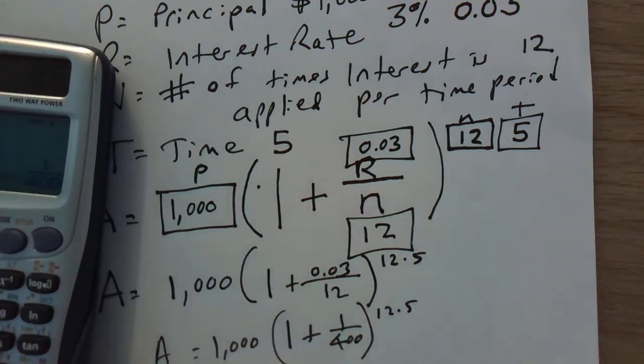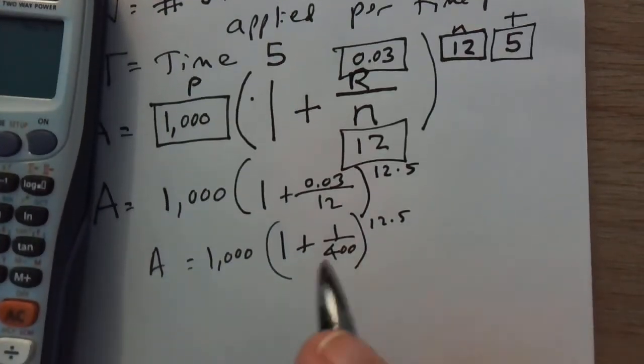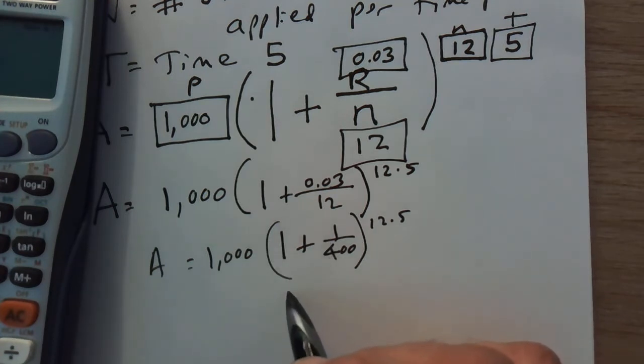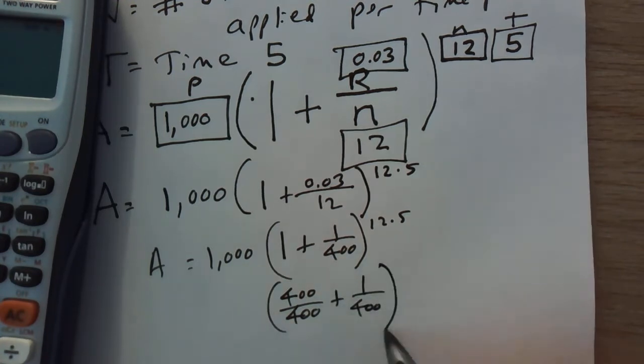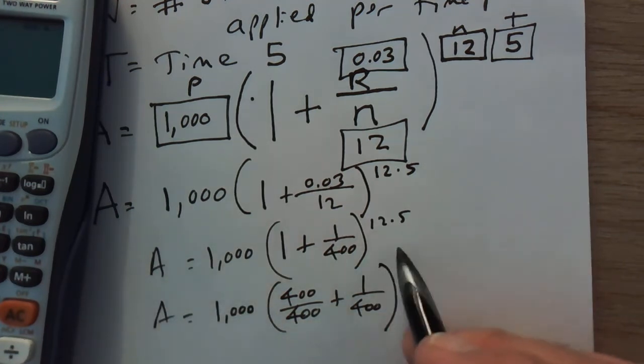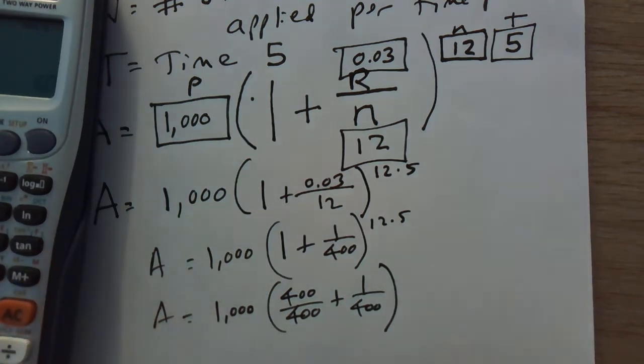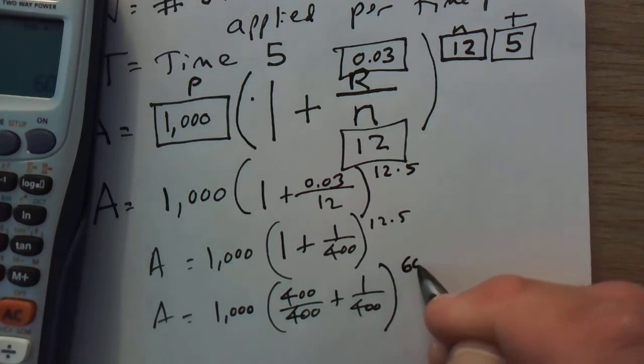I can convert this 1 over 400 to a decimal, but it is a little bit unwieldy. So we can change this 1 into a 400 over 400, because that's the same thing as 1, and add it to 1 over 400. Put my 1,000 here, equal to A. And let's go ahead and multiply this out here. So we have 12 times 5, which is 60. So it's raised to the power of 60.